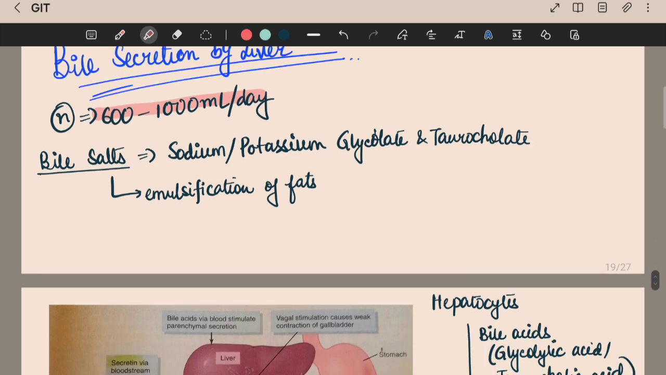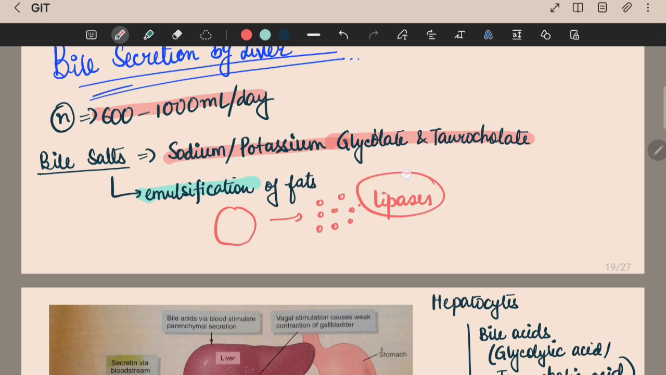Bile salts. There are the bile acids, glycocholic acid and taurocholic acid, and their salts reacting with sodium and potassium, giving sodium potassium glycocholate and taurocholate. These are very important because they have a key role in emulsification of the fats. What is emulsification? The larger fat molecules are broken down into droplets. If this was a fat molecule, it has to be broken down into finer droplets so that the lipases will act on them in the intestine and break down this fat into fatty acids and triglycerides.